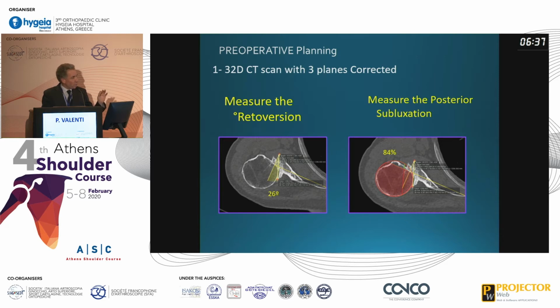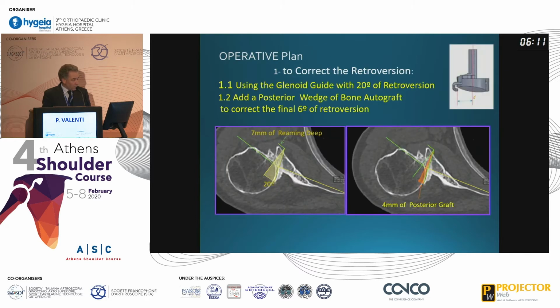I think it's very important because you know that the deformity of the glenoid is very complex. And you have to refer the center of your future base plate in the two planes, version and inclination. And with this system, I measure 26 degrees of retroversion and 84% of posterior subluxation. So after you correct, what are you doing?